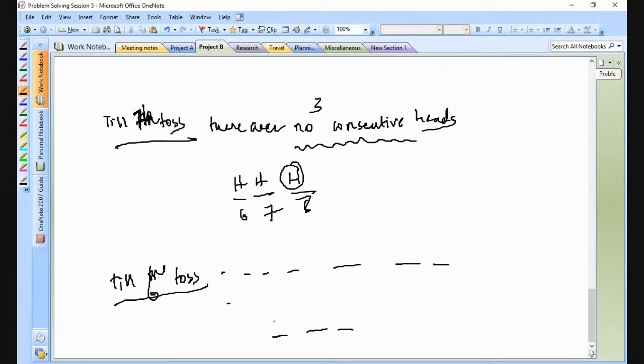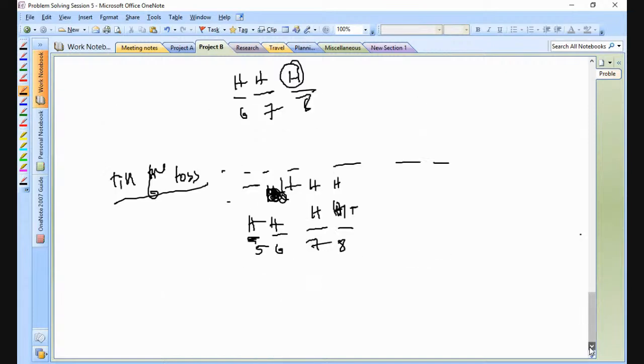So 5, 6, 7, and 6, 7, 8. It can be like this. It can be like this. Okay, it can be like this. And then your heads or tails, right? And it can be like this. Here it can be tails or anything. No. There are 2 possibilities. So there are not three.